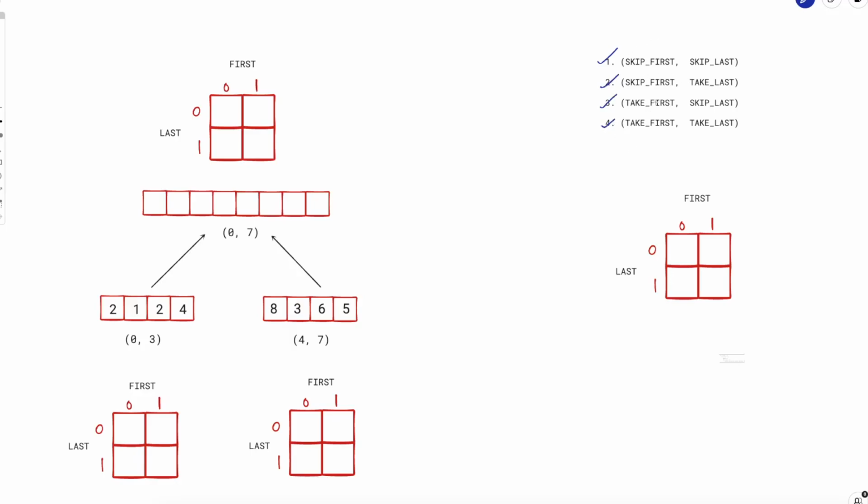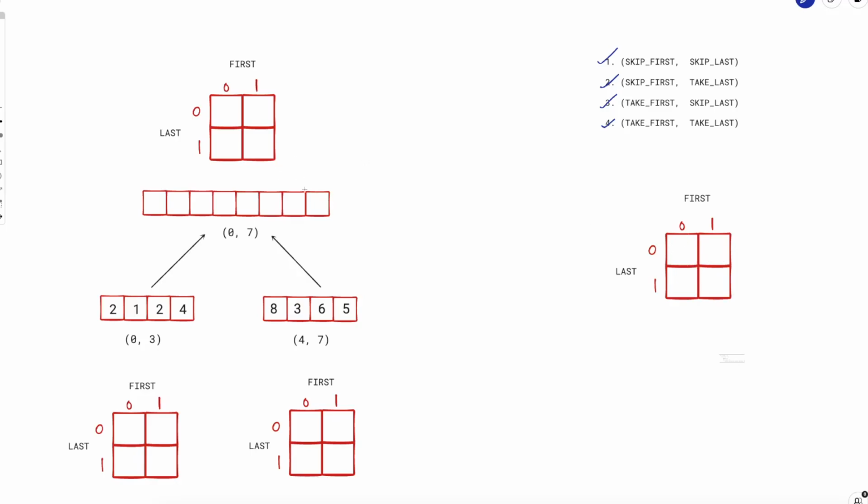You can arrange these things into a 2D array with 0 and 1, where first is one axis and last is the other axis. This denotes skip first, skip last. This denotes take first, skip last. This denotes skip first and take last, and this denotes take first and take last. Now we have these 4 values.